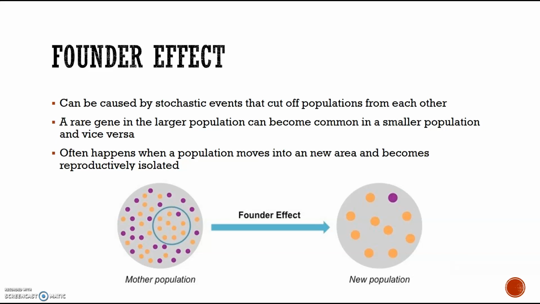And so what can happen is a gene that's rare in the original population can all of a sudden be much more common in the smaller new population. Vice versa can happen as well. A gene that's very common in the original population can become very uncommon in the new population.